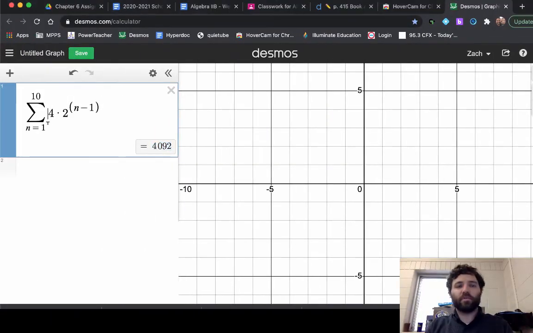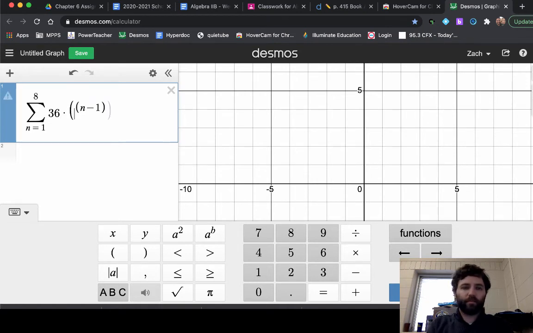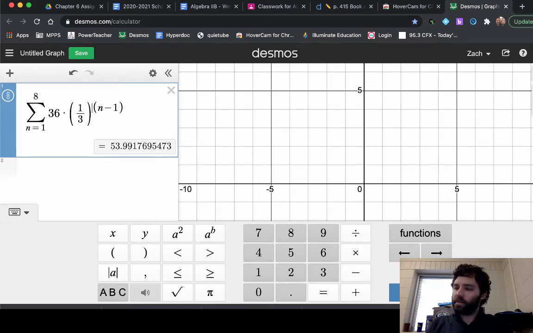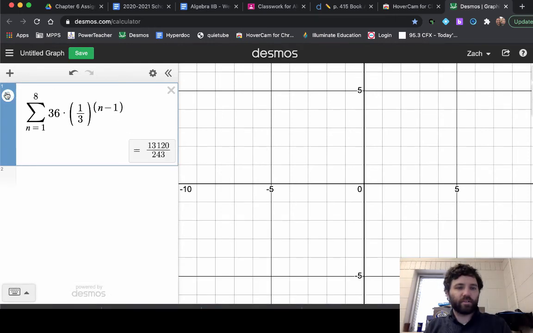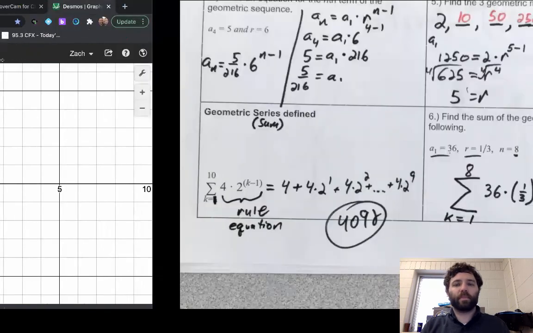Once you do one of these, you'll have the format already in Desmos, and you'll just need to change the numbers around. So let's change that to 8. We want 36. We want 1/3, to the n minus 1. And you can see it doesn't come out to be a very nice number, although I think it is a fraction. Yeah, we'll just go with the decimal. So it ends up being 53.99 for the sum.